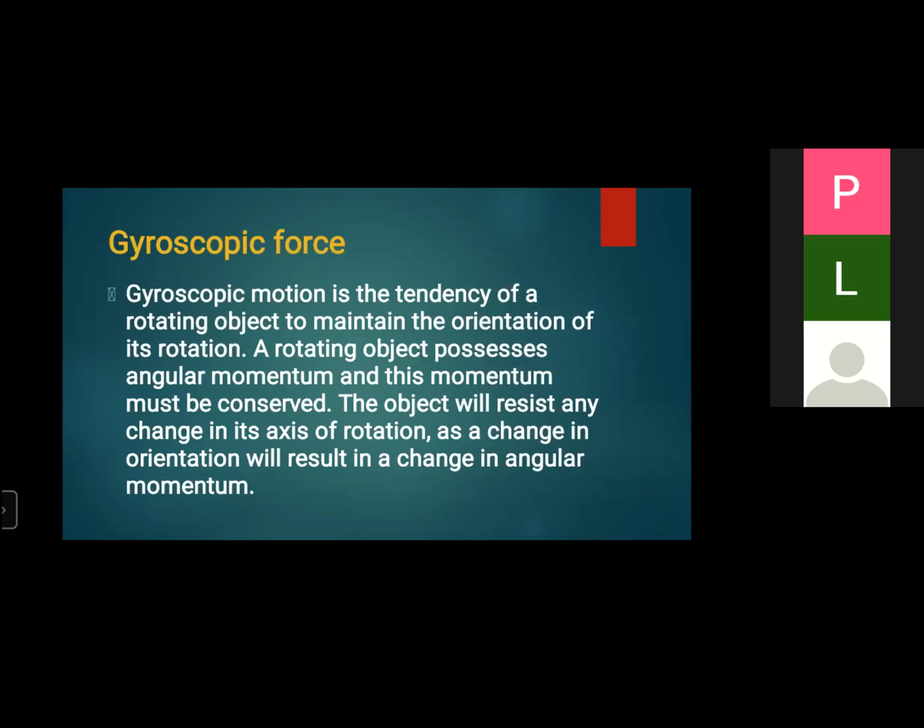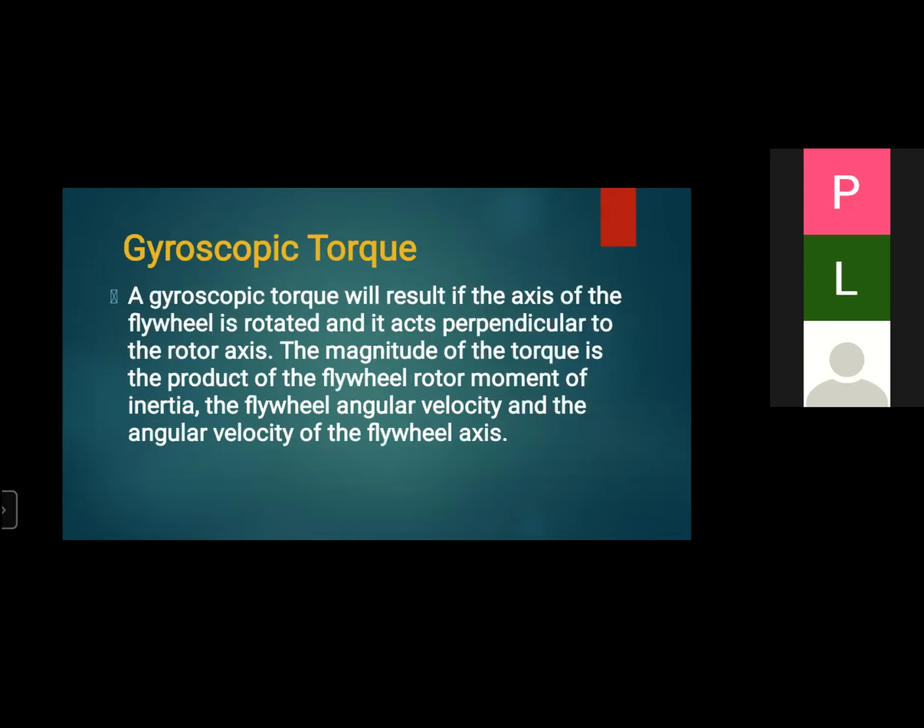Now, gyroscopic force. Gyroscopic motion is the tendency of a rotating object to maintain the orientation of its rotation. The object will resist any change in the axis of rotation, as a change in orientation will result in a change in angular momentum.